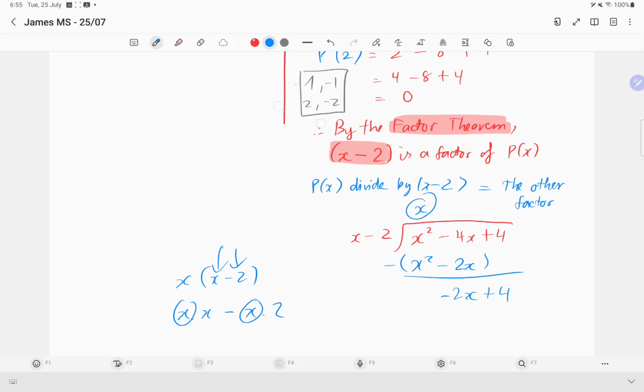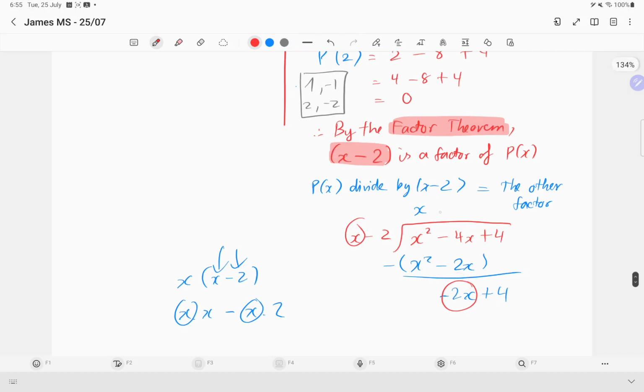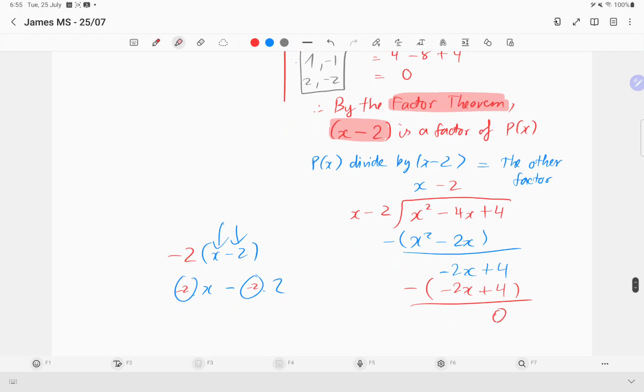Same thing again. You take this one, divide by that. What would be the result? So that I will get negative 2x. The answer is negative 2. And then once again, you're taking negative 2 times the whole x minus 2, so that'll be negative 2 times x, and that'll be plus 4. And then when you subtract that, you would get 0. It's the same as a normal division. But you see, once you use the factor theorem, the remainder must be 0.